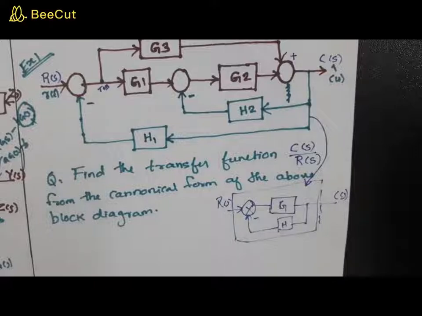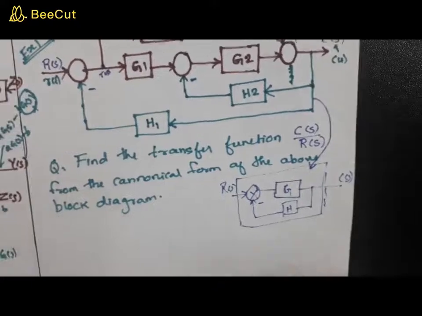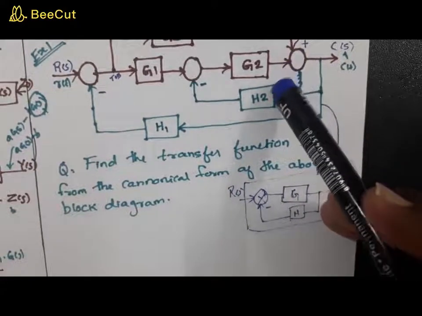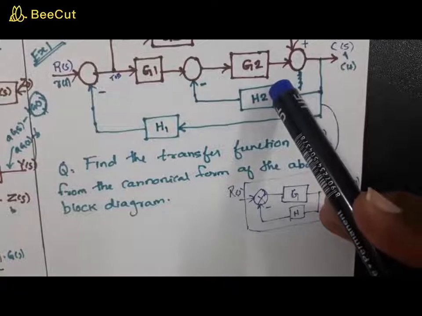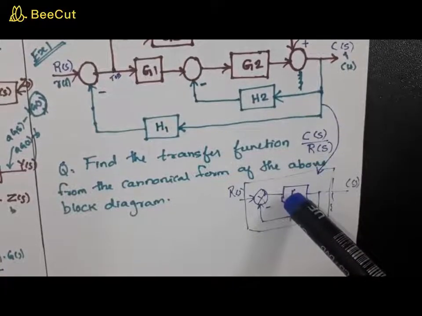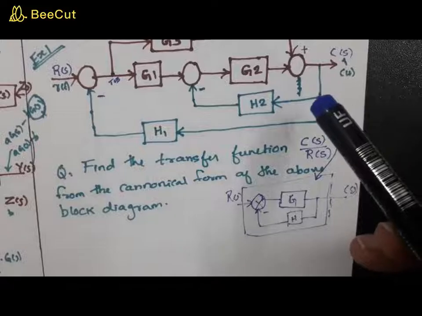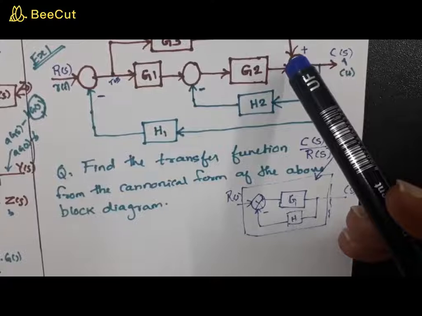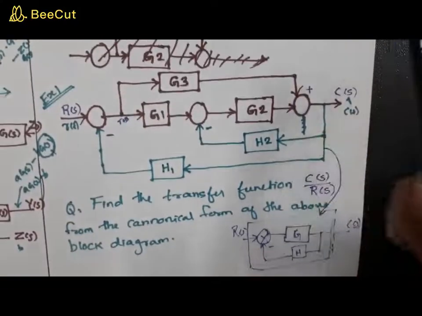Now, if you are not properly changing the position of the summing point or the takeoff point, then the diagram can become complex. It cannot be a simpler one. So it's very important to identify and select which position changes you need to make.